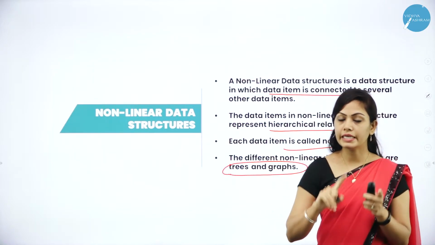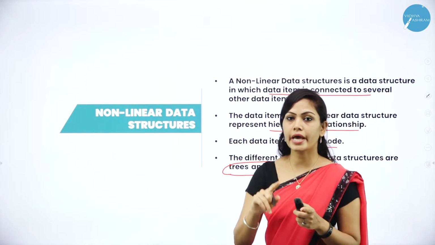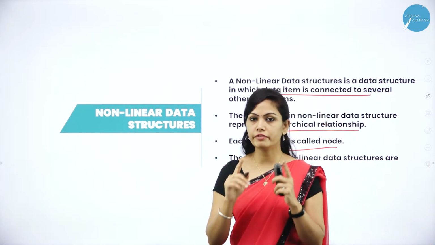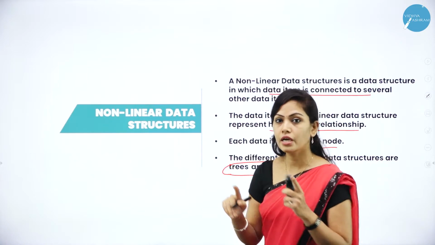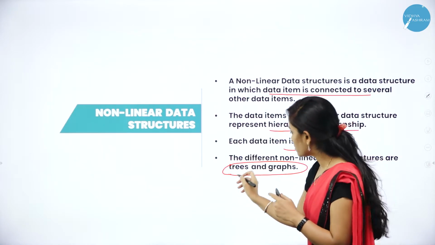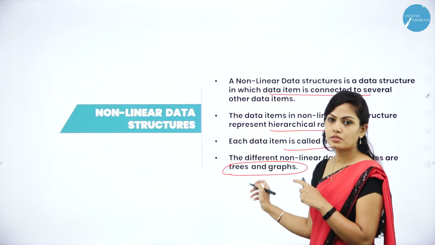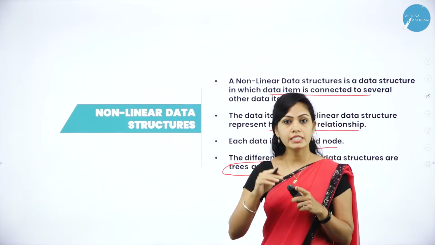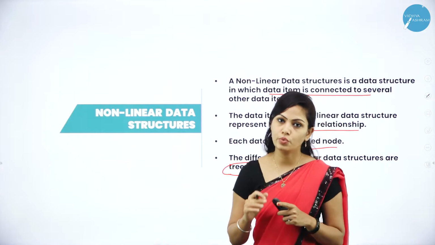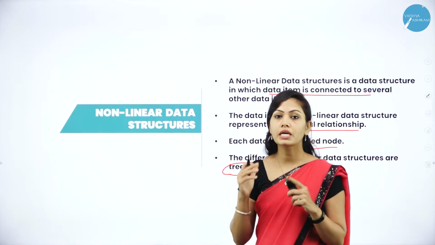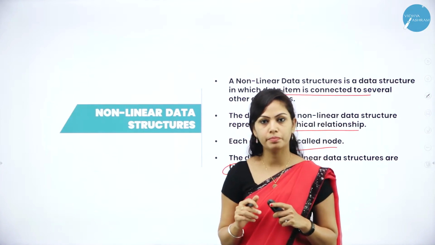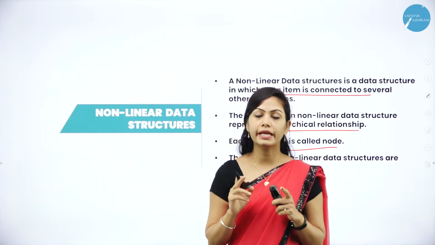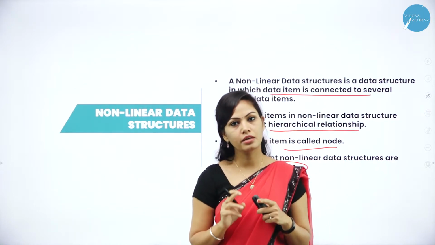Linear data structures are arrays, stacks, queues and linked lists. We have already discussed them in my previous session. Nonlinear data structures are trees and graphs. A nonlinear data structure is a data structure in which elements are not stored sequentially, and it represents hierarchical relationships. Examples of nonlinear data structures are trees and graphs.